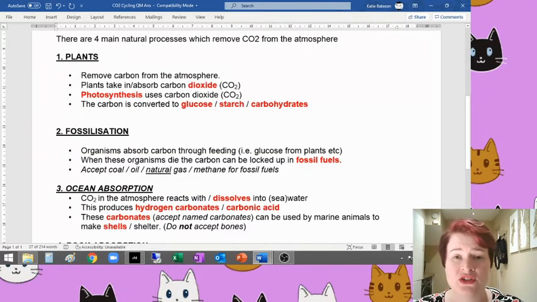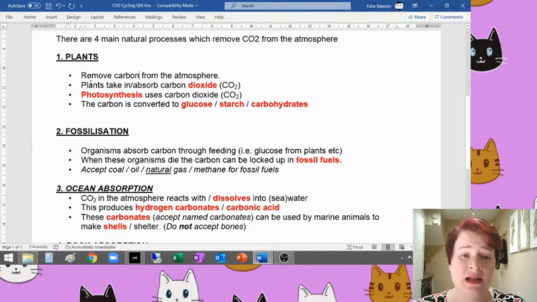So I advise you to talk about 3 different processes in the atmosphere that remove carbon dioxide. I have actually got 4 here, just in case. So the first one that removes carbon dioxide from the atmosphere is plants. They remove, now I have just left it as carbon there. Technically we should say carbon dioxide. They have caught people out on that before, so do be a bit careful of that.